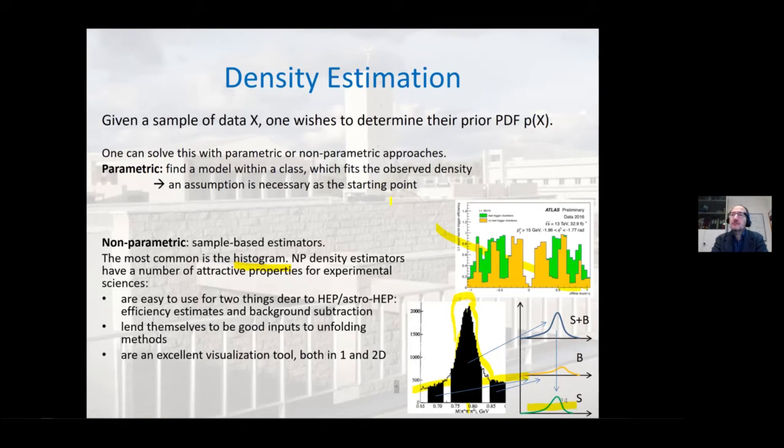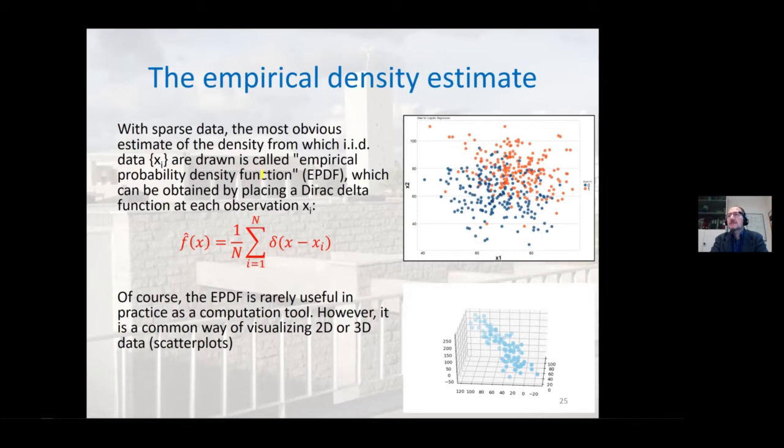They can also be used for efficiency estimates. So we use them a lot, right? In general, in statistics, there is something called the empirical density estimate. This is obtained by placing a Dirac delta function at the location of every example that you have in your simulated data, for instance. You make an average of that, and that is your empirical density estimate. This is rarely useful in practice as a computational tool because of the discontinuity, of course, but it can be very useful for visualization. Okay?